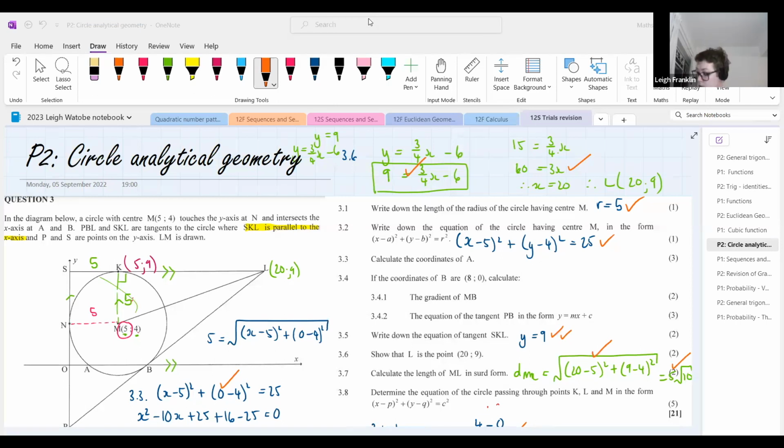Okay, now on to question 3.8. They want us to determine the equation of the circle passing through points K, L, M in the form x minus p squared plus y minus q squared equals c squared. Good, so now we've got a little bit of a more difficult question. It passes through K and L and M.